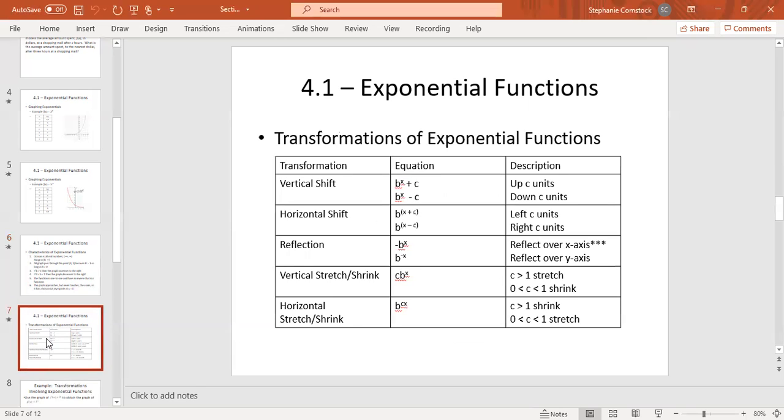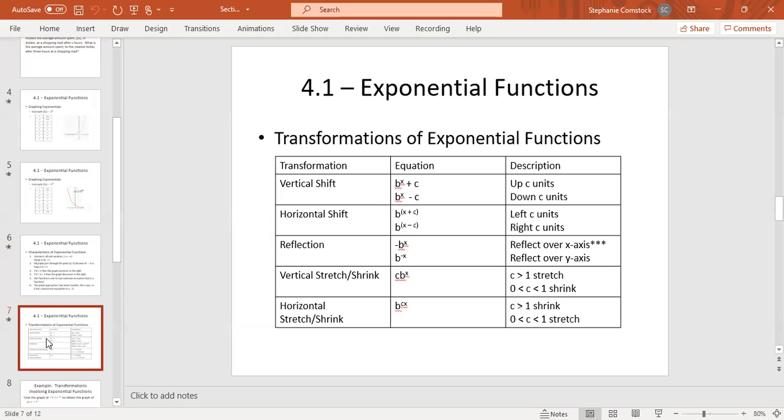Okay, so we can have vertical shifts. If you think about this from when we did our quadratic ones, we see some very similar things here. If they want to move this graph up or down, then it's going to be done at the very end of the equation. So we've got plus c is up and minus c is down. Very similar to the way we saw this done when we were talking about vertex form for a quadratic.